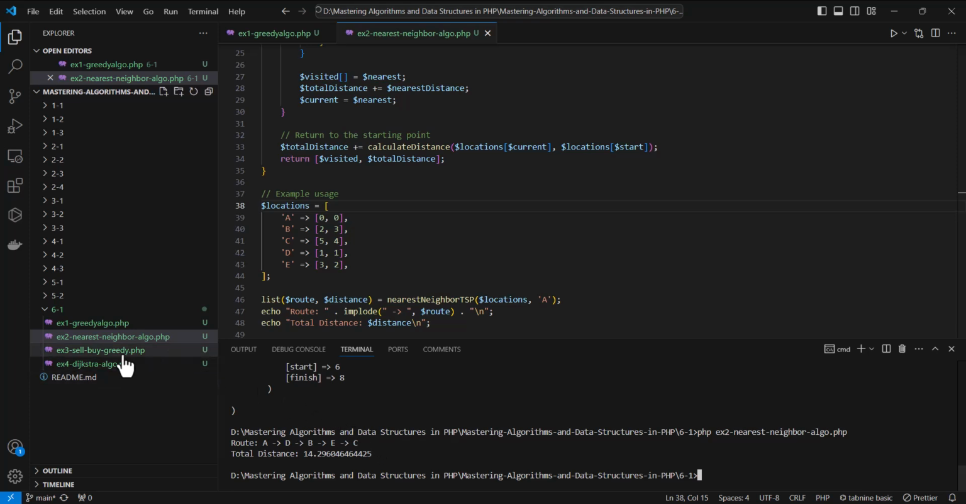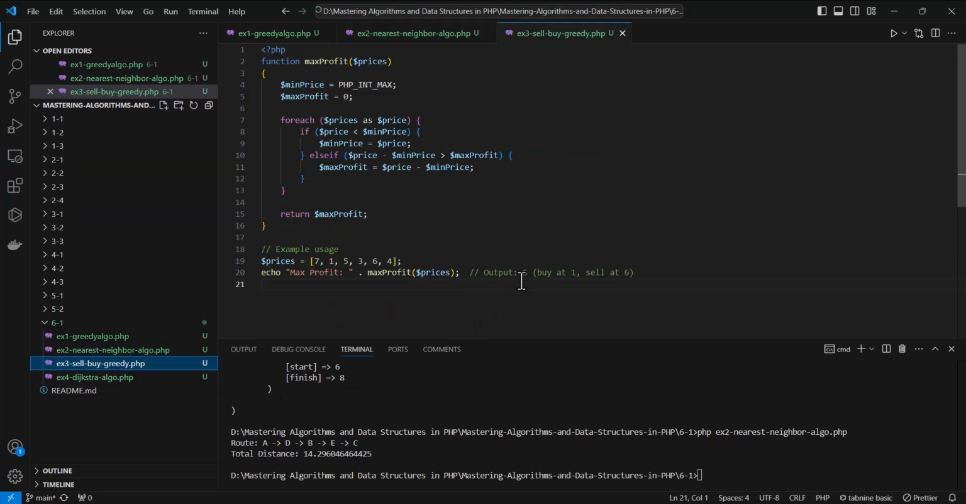Our third real-world problem is the stock buy and sell problem. The goal is to determine the best days to buy and sell stocks to maximize profit. This problem can be solved efficiently with a dynamic programming approach.